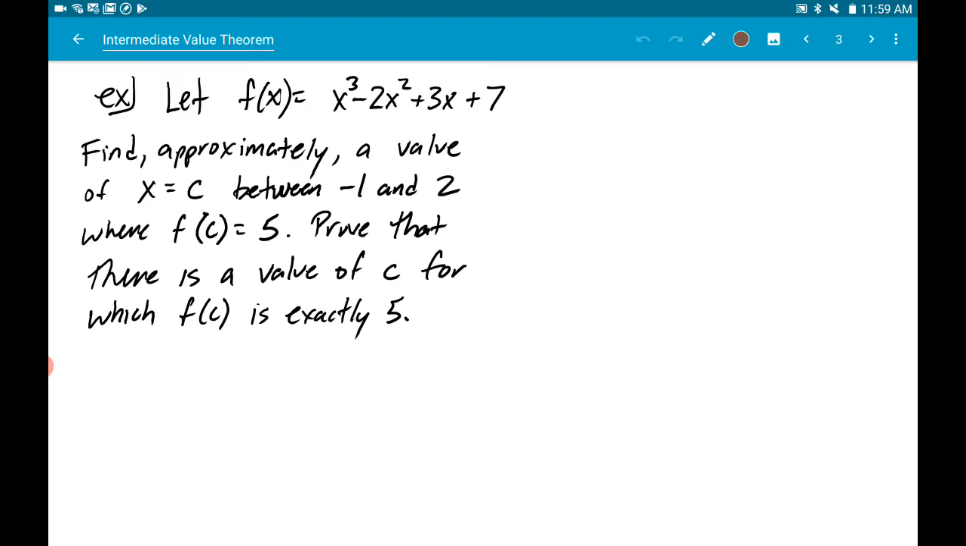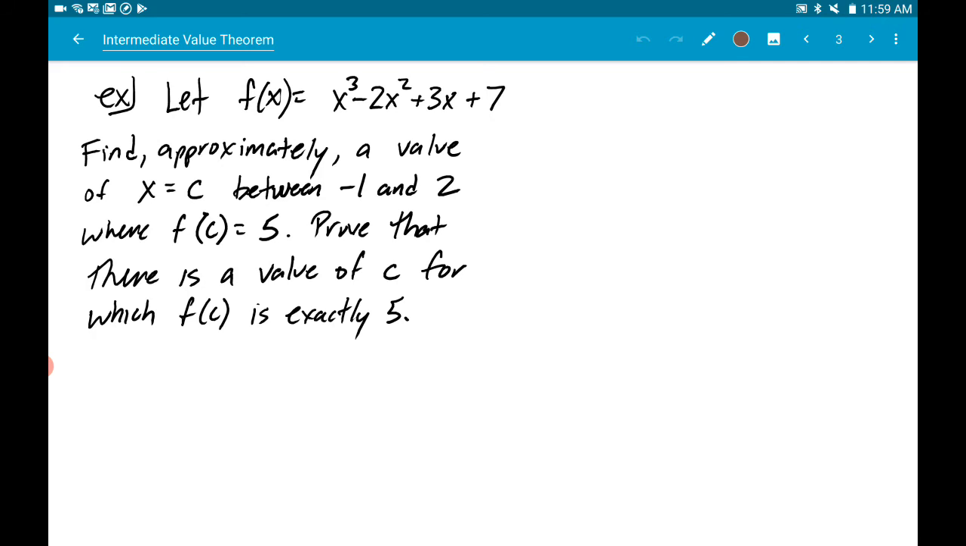All right, let's do an example and see it in action. Let f of x equals x cubed minus 2x squared plus 3x plus 7. So it's a cubic. Find approximately a value c between -1 and 2 where the output is equal to 5. Prove that there is a value there.